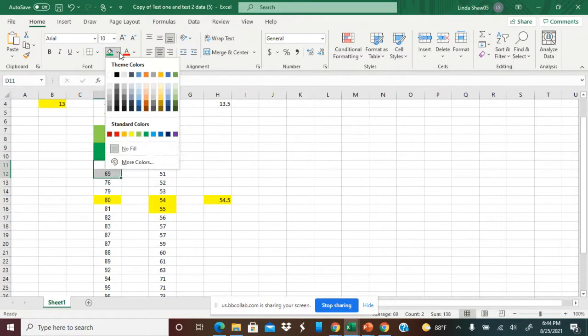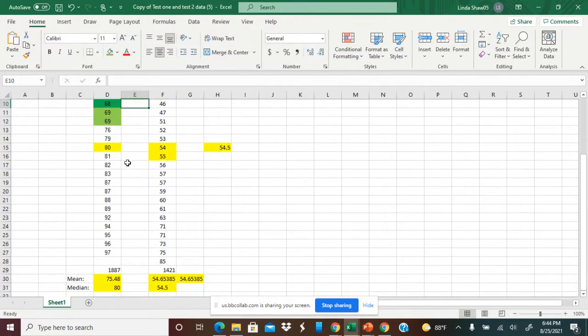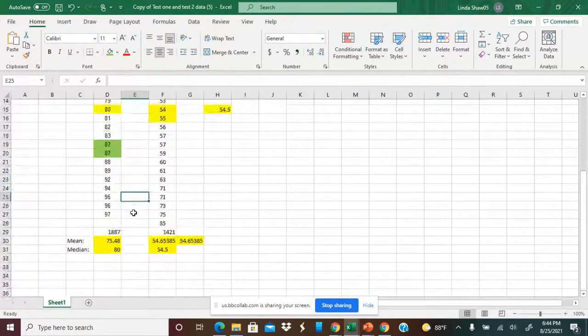69 has occurred twice. Nice use of colors, by the way. Thank you. And then just going down the list, I see 87. 88 is only once, and the others are only once. So we actually have 4 different modes here because each of these occurs twice. Now, if any of these occurred 3 times, then we would only have 1 mode, but because all these are tied, we do have 4 modes.